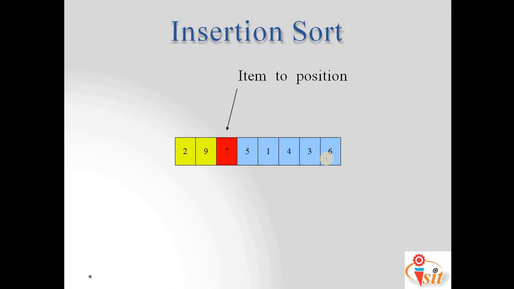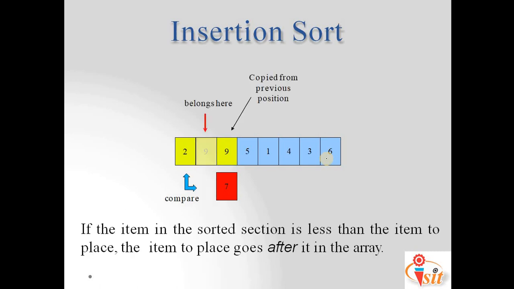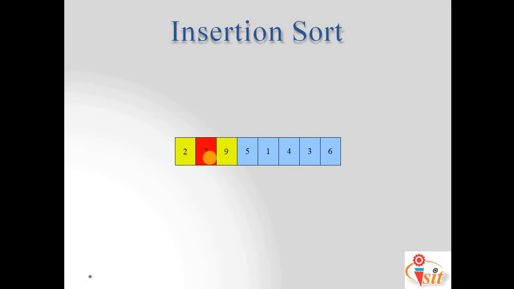Now the next element from the unsorted elements we consider is 7. First 7 is compared with 9, and it is less than 9. Then 7 is compared with 2, but 7 is greater than 2. It means we need to place 7 in between 2 and 9. So 9 is moved to the next position and 7 is placed in between 2 and 9. Now 2, 7 and 9 are the sorted subarray and 5, 1, 4, 3, 6 are the unsorted subarray.